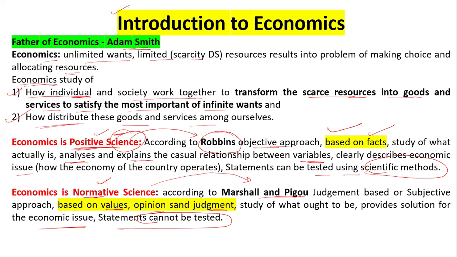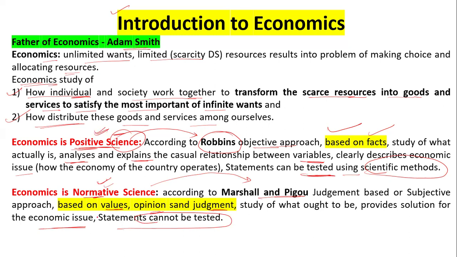There is a difference between the positive and the normative: in the positive sense we can test it with science, using the scientific method. Okay, like a research method, researching something in a statistical manner. So when you are using statistical methods to calculate, that is why it is a science. So in that case economics is a positive science.